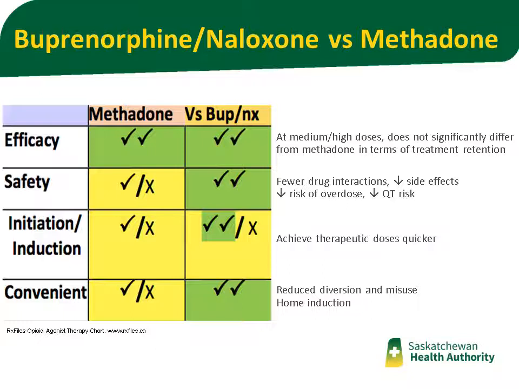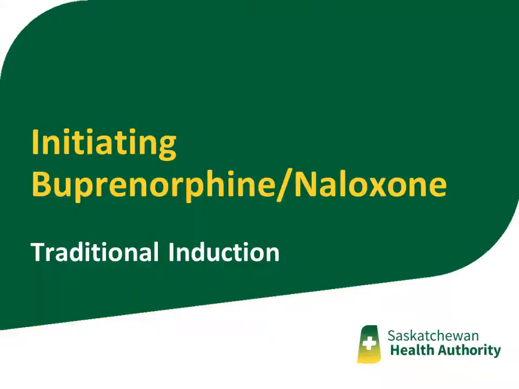Furthermore, methadone has a higher potential for adverse drug-drug interactions with many common medications such as antidepressants, antibiotics, or antiretrovirals, as well as increased risk of cardiac arrhythmias as a result of QT prolongation. So it's for many of these reasons, especially the safety profile, that buprenorphine naloxone is now considered first-line therapy over methadone.